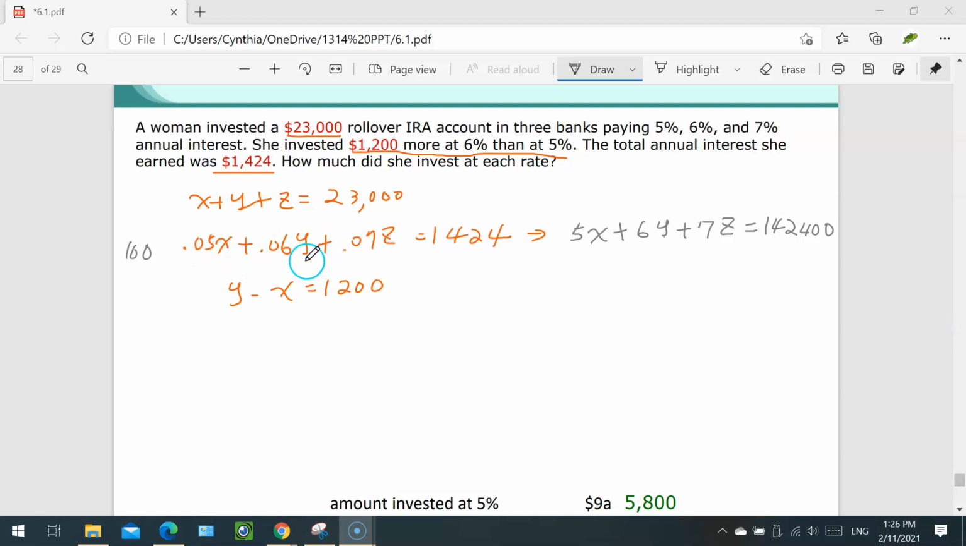On the second equation, because it has too many decimals, it's not easy to manipulate an equation like that. So we multiply 100 into the second equation, and then I rewrite the second equation into 5x plus 6y plus 7z equals 142400. From the first equation, I can rewrite z is equal to 23,000 minus x minus y.